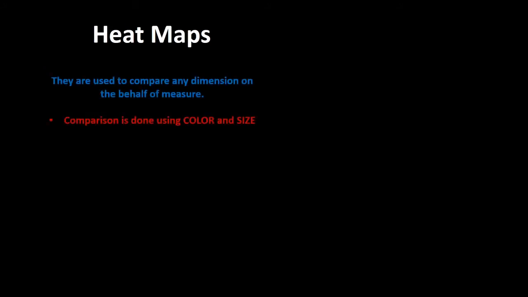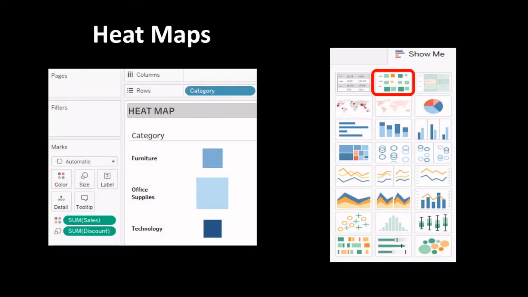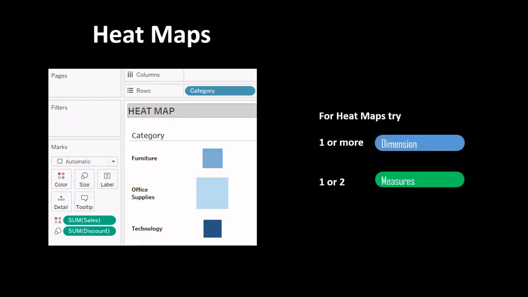The second type of chart we have is heat map. They are used to compare any dimension on the basis of measures. In a heat map, comparison of the values is done using color and size. These charts are mostly preferred when any negatively impacting thing needs to be visualized, such as the number of accidents in a country. You can see in the graph the second type of chart is heat map. In the left picture you can see sales data for various categories shown and differentiated on the basis of size and color. For creating a heat map in Tableau, one or more dimensions and one or two measures are used.